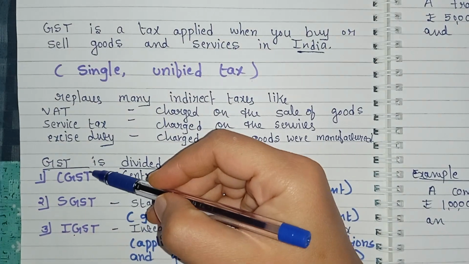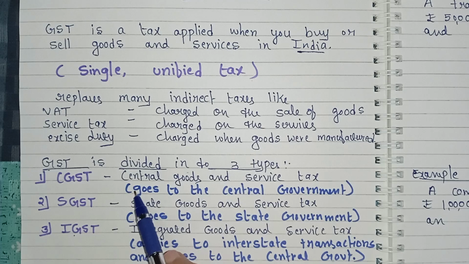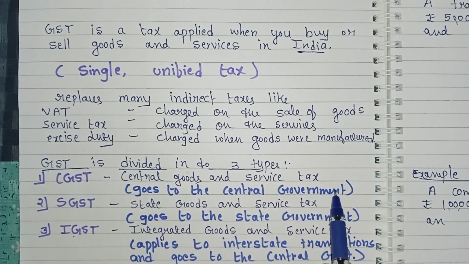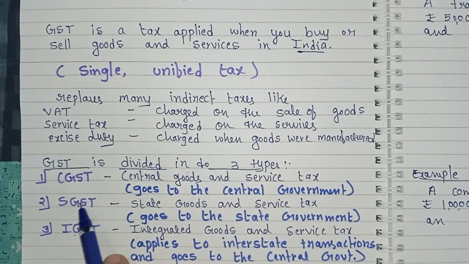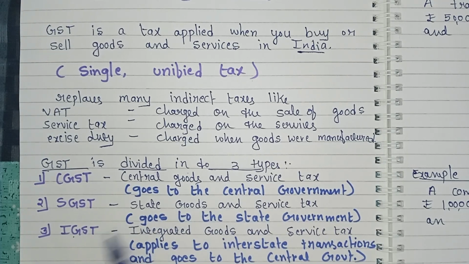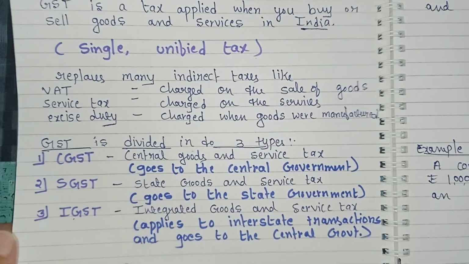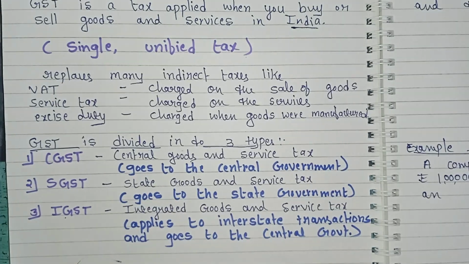Next, GST is divided into three types. First, CGST, which means Central Goods and Service Tax. This is the tax that goes to the central government. The second one is SGST, State Goods and Service Tax. This tax goes to the state government. And IGST means Integrated Goods and Service Tax. This tax goes to the central government.